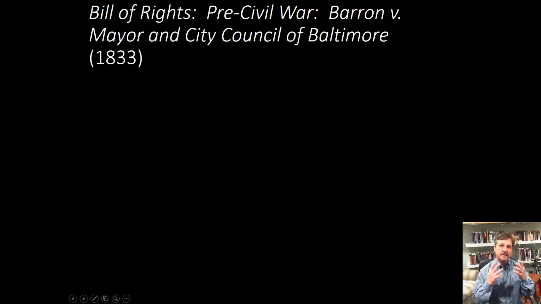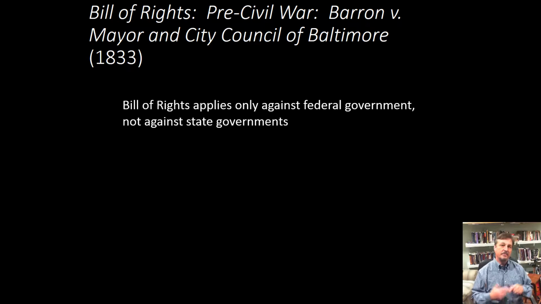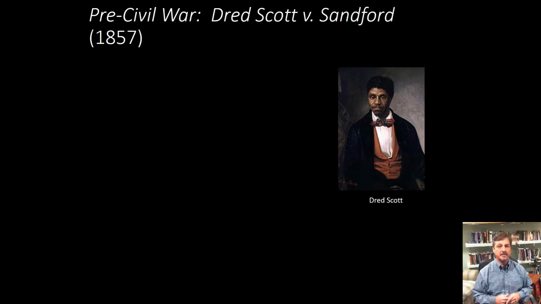So remember that the first thing we talked about was the concept that the Bill of Rights does not apply directly to the states. And we saw this in the pre-Civil War case of Barron v. Mayor and City Council of Baltimore, involving a guy who had a claim relating to dredging that affected the harbor that he owned. And a clear holding in that case that the Bill of Rights only applies against the federal government, does not apply against state governments.